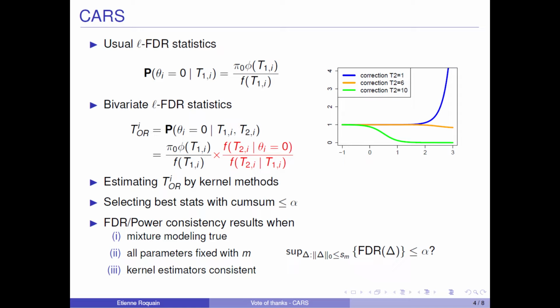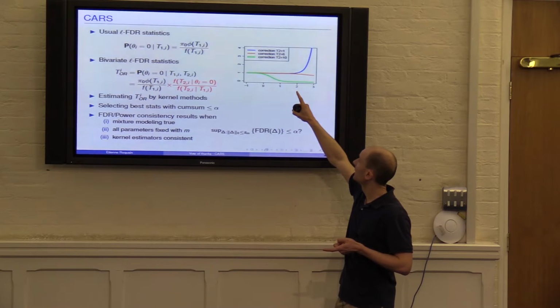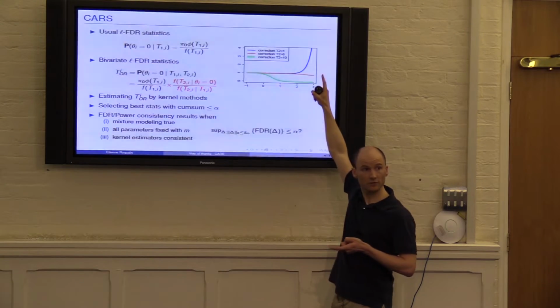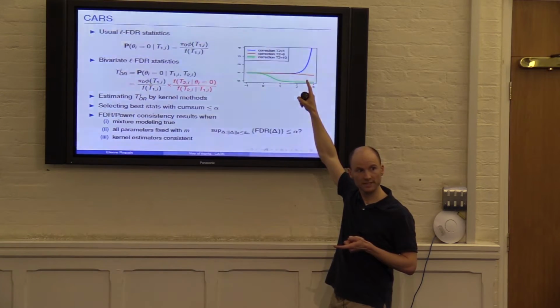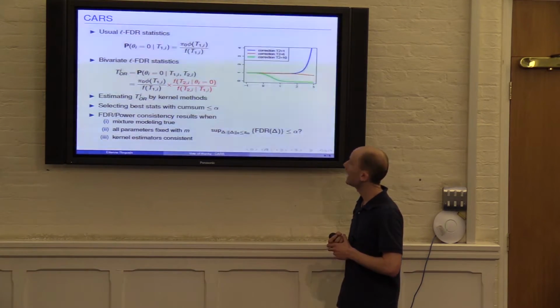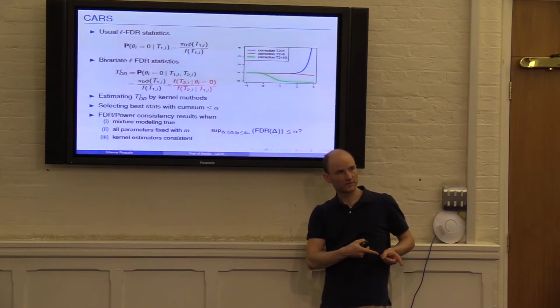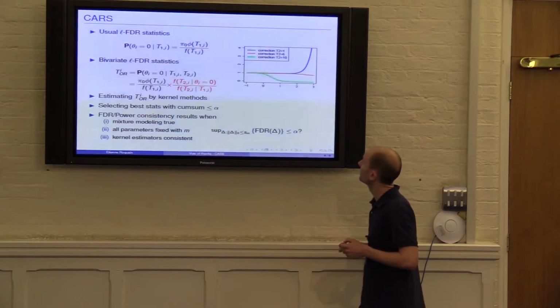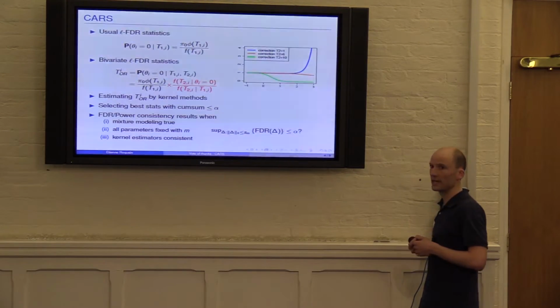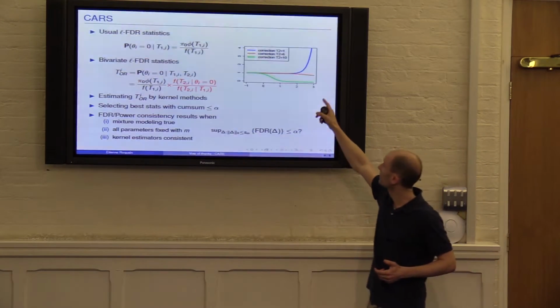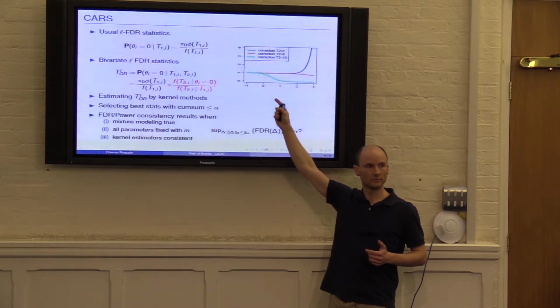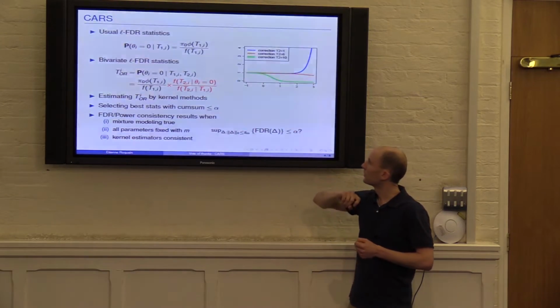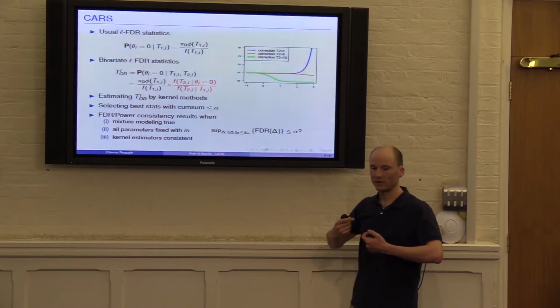So when T2 is small, what does the correction term do? It penalizes the large value of T1. So it means that it will help to accept the null hypothesis. Okay? And when T2 is large, what does this correction term do? It will help to reject the null hypothesis because the correction term is close to 0. Okay? So really, incorporating T2 helps.